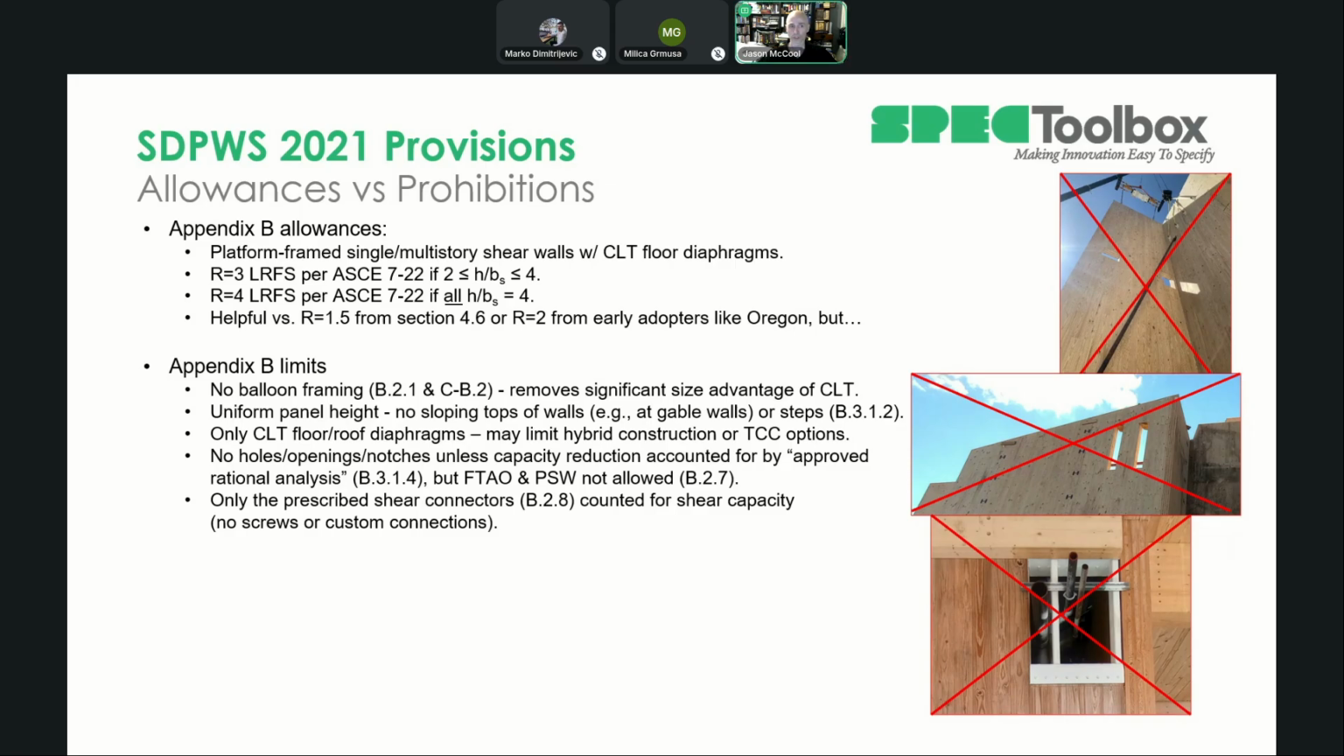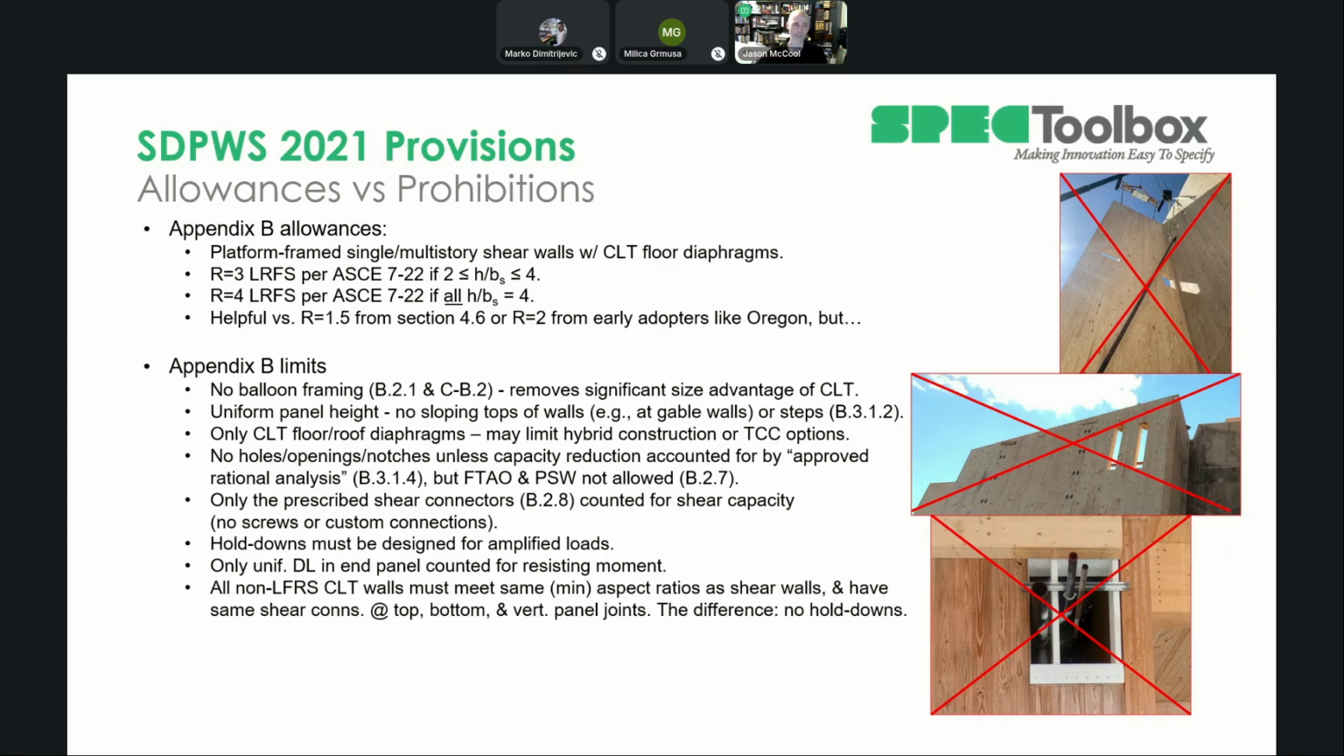No screws or custom connections. It's got to be their prescribed shear connectors to account for shear capacity. And then the hold downs have to be designed for amplified loads. Pretty significant amplification there. So we get big tension forces, but we can only count the dead load in the panel for resisting that overturning moment.